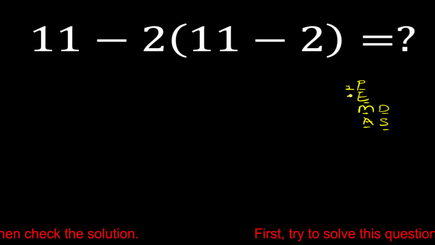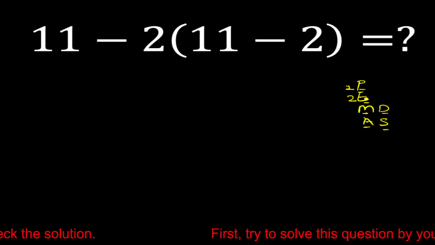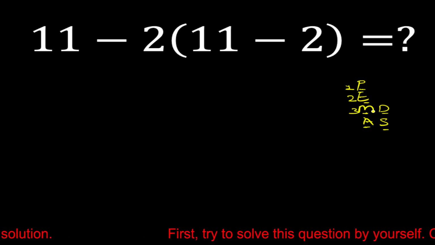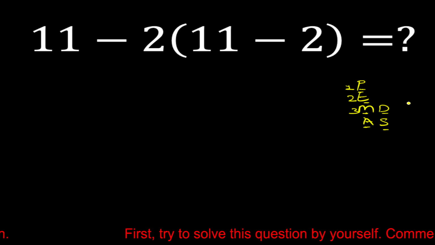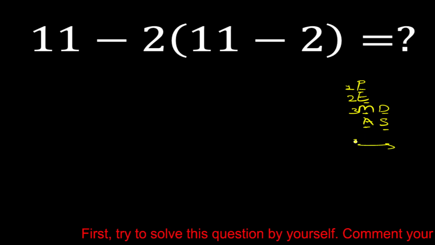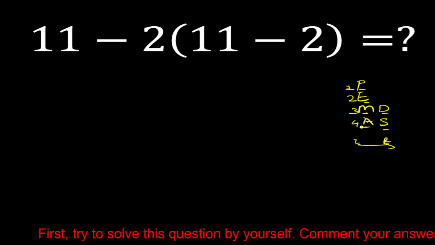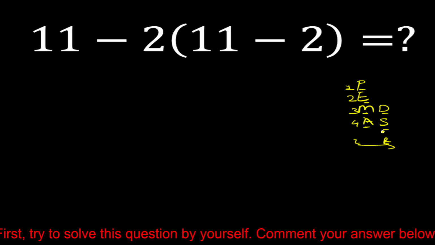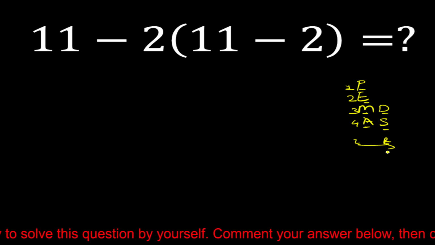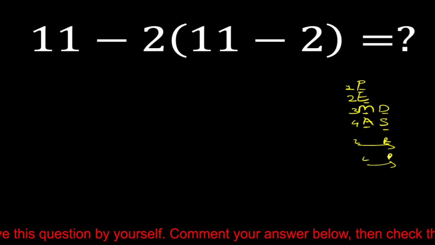First priority is parenthesis, second priority is exponents, third priority is multiplication and division. Multiplication and division both have equal priority, so we have to solve it from left to right. Fourth and last priority is addition and subtraction. Also addition and subtraction both have equal priority, so we have to solve it from left to right.